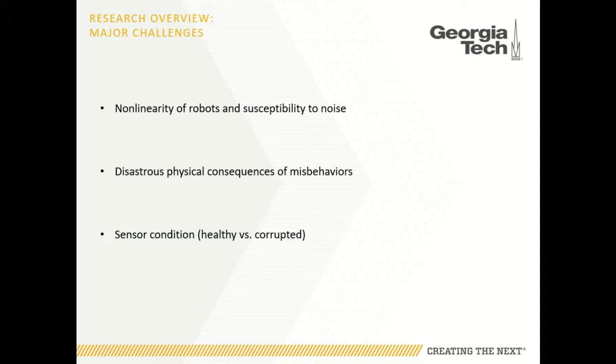And then also the sensor condition. There's no way to know whether a sensor is healthy or if it's corrupted, and a control group sensor could not be used because any sensor on the robot is susceptible to being corrupted.